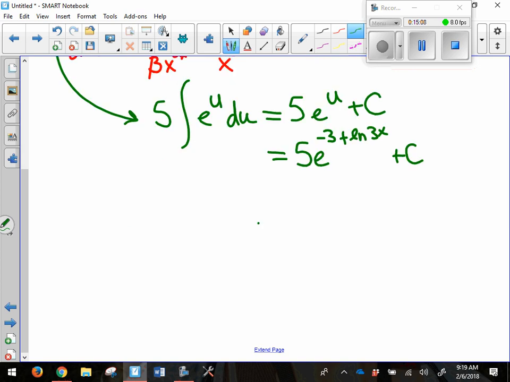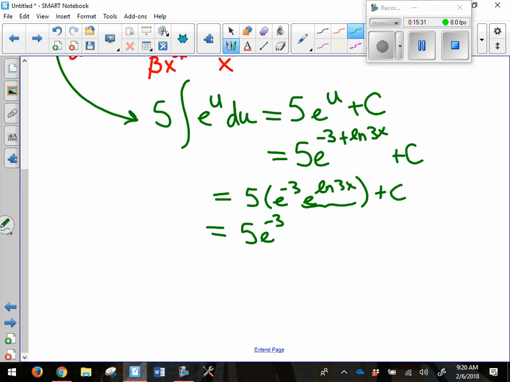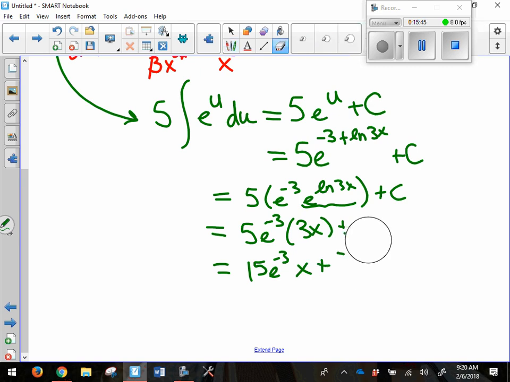And seriously, that's annoying me to no end. Because what can I do here? I can make it 5 e to the negative 3 e to the natural log of 3x plus c, right? So that's 5 e to the negative 3, but what does this become? 3x. So this becomes 15 e to the minus 3, because that's just a number, x, not plus 5. Being a little presumptuous with what my constant is.